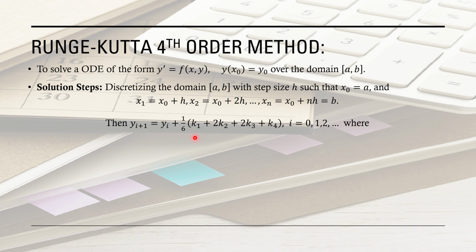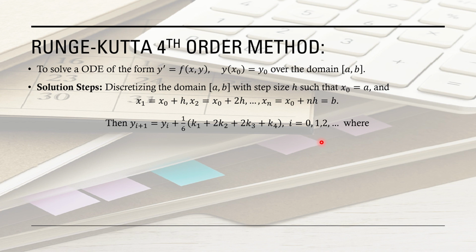The formula used for solution of a differential equation by the Runge Kutta fourth order method is y i plus 1 equals y i plus 1 by 6 times k1 plus 2k2 plus 2k3 plus k4, for i equal to 0, 1, 2, and so on. When you take i equal to 0, that gives you y1, which basically means the solution of the differential equation at x equal to x1.